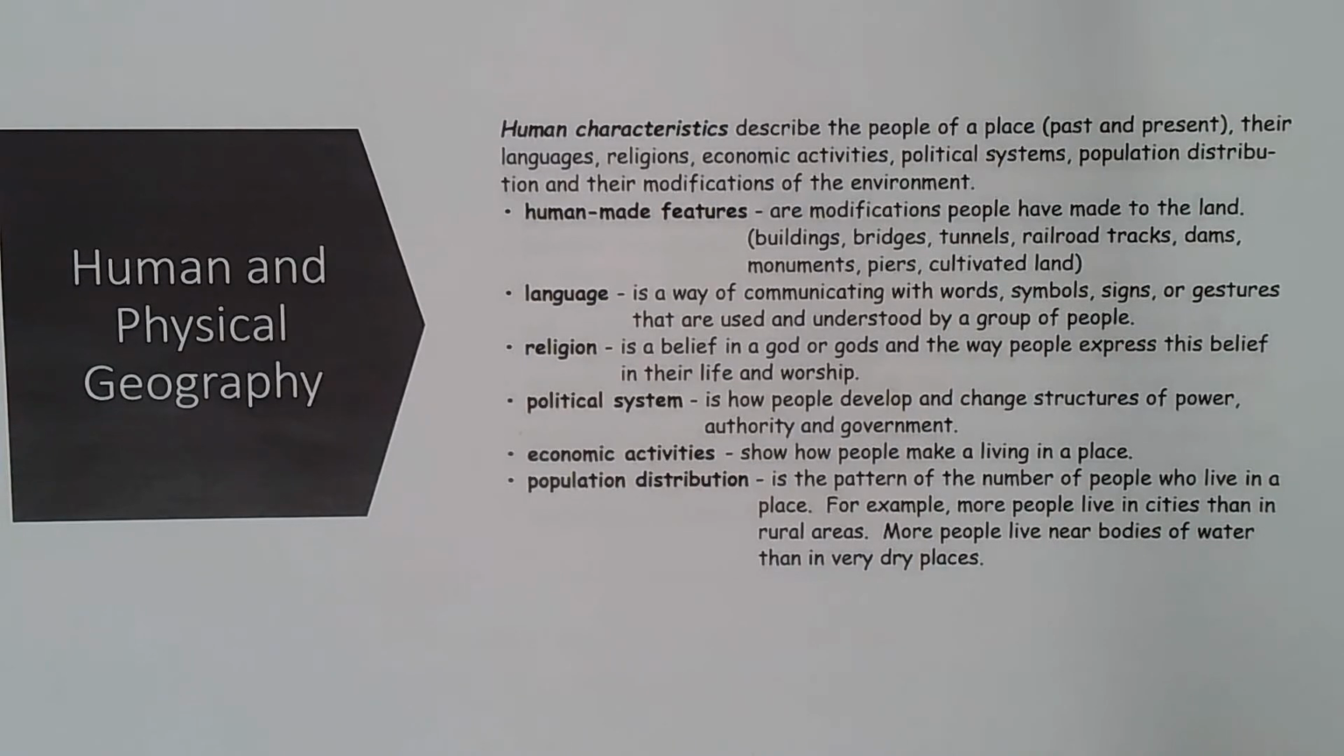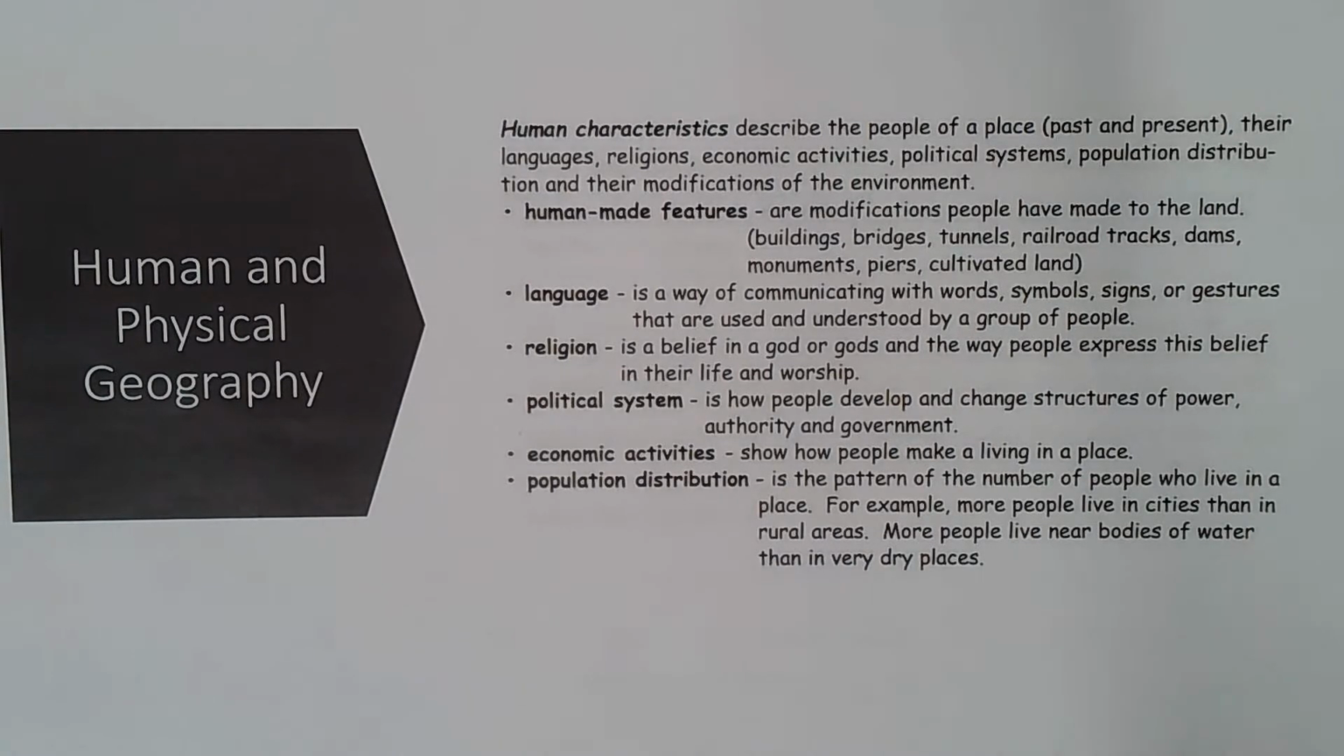And finally, population distribution is the pattern of the number of people who live in a place. For example, more people live in cities than in rural areas or the countryside. More people live near bodies of water than in very dry places. So how the population is distributed, how the population settles across cities and countries. Okay, so those are human characteristics or human geography. Think of what humans do. If it refers to what a human does, then that is probably human geography.